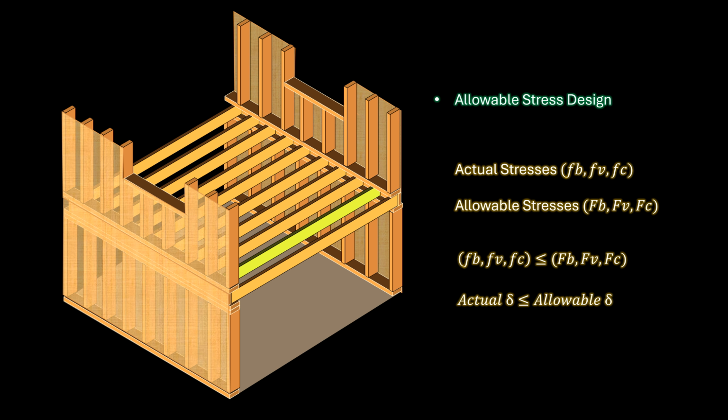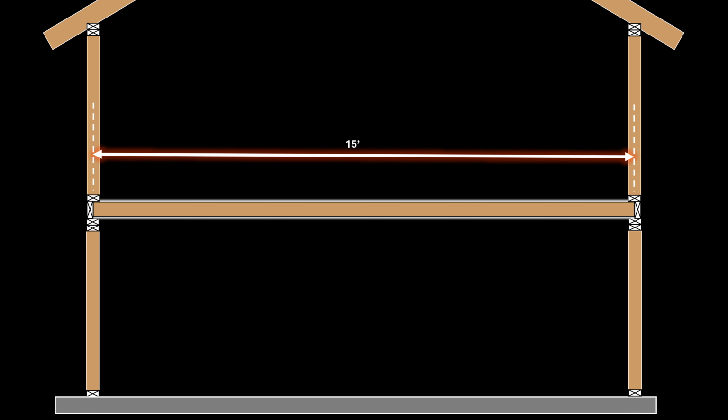This video will demonstrate the complete design process for the sawn lumber joists that are supporting the second floor of a residential building. For this project, the floor joists at the second floor are spanning across the width of a building that is 15 feet wide. This is measured from the center of the exterior wall on one side to the center of the exterior wall on the other side. We will design the floor joists to span across the 15 feet width of the building.